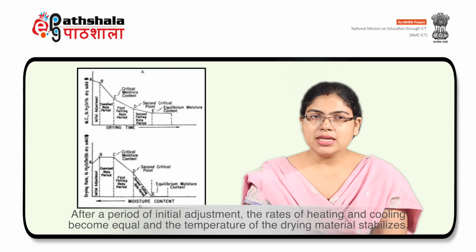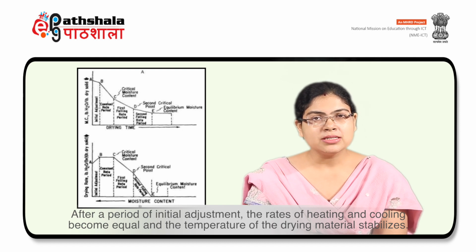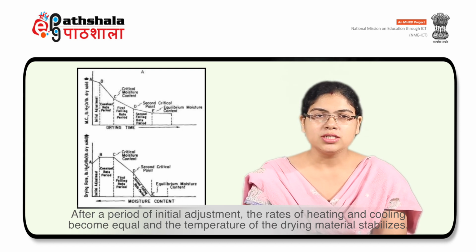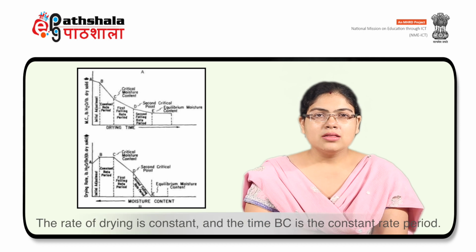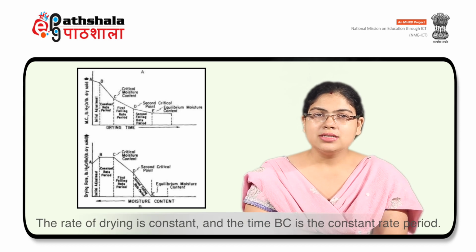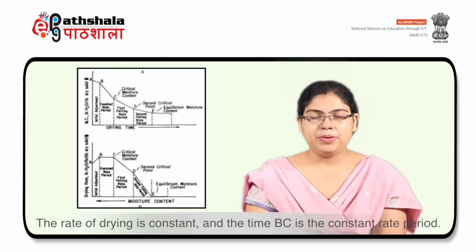Between point B and C, the moisture evaporating from the surface is replaced by the water diffusing from the interior of the solid at a rate equal to the rate of evaporation. The rate of drying is constant and the time BC is the constant rate period.